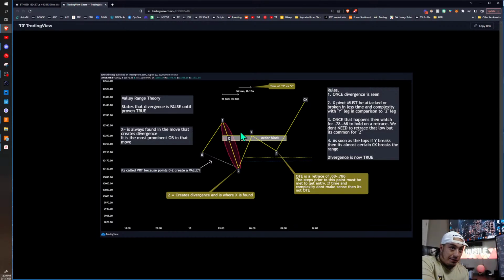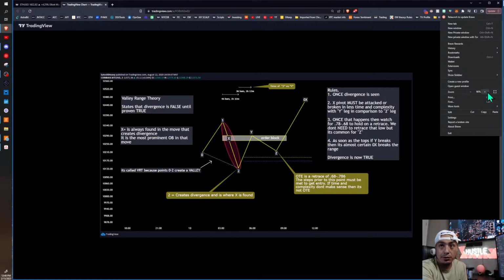You're looking for that X pivot, looking for it to get hit, and then once that X pivot's hit, you're looking for the retracement level of the movement that hit X. And this aspect is called Y. It's called Y here. If you can't really see it, sorry. Let me zoom in here.